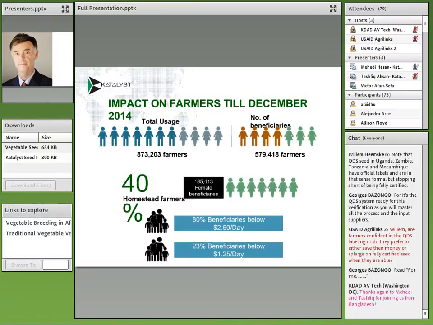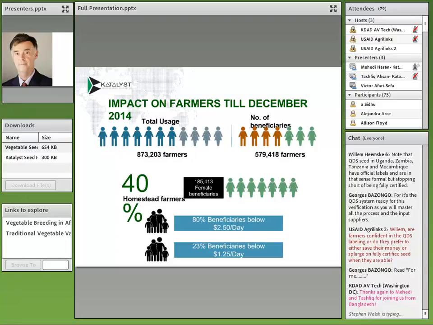So here is the impact I will talk about briefly. The number of cumulative beneficiary households from mini packet use grew from 236,000 to 339,000, and subsequently to 458,000 in the subsequent season of 2012. Repeat buying rose from 15% to 41%, and till December 2013, as you can see, our total number of beneficiaries was 579,000.